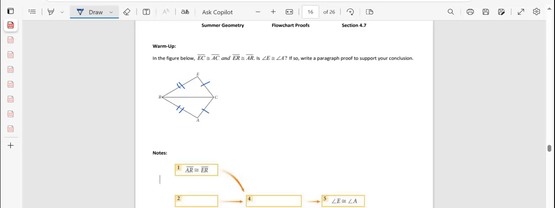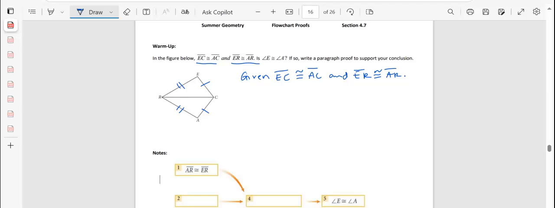Here's what we would say. So we would say, given, we don't necessarily have to say the diagram that we're given. I would just say our given statements are these two. So we would say given EC is congruent to AC and ER is congruent to AR. 99% of the time, we're going to start off with our given statements. Then we're going to see if we need anything else to prove what's going to happen.